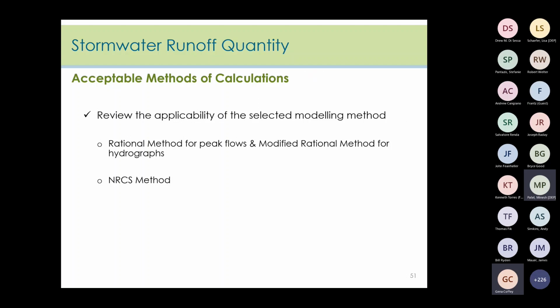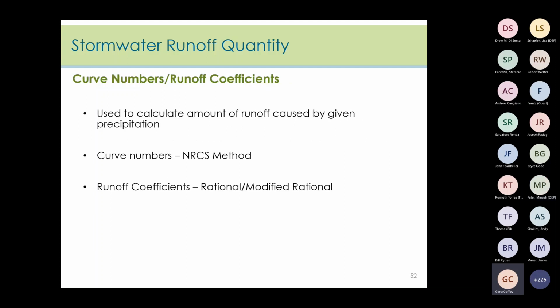If you recall from Module 2, the acceptable methods of water quantity calculations are the rational method and the NRCS method. The reviewer should make sure that one of these two methods is used for the stormwater report. Just a quick reminder, if the rational method is used, the maximum drainage area is 20 acres. Curve numbers and runoff coefficients are used to calculate the amount of runoff caused by a specific amount of precipitation, curve numbers being associated with the NRCS methodology and runoff coefficients with the rational method.